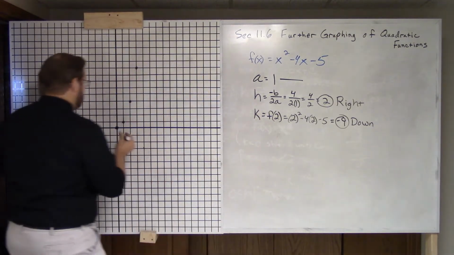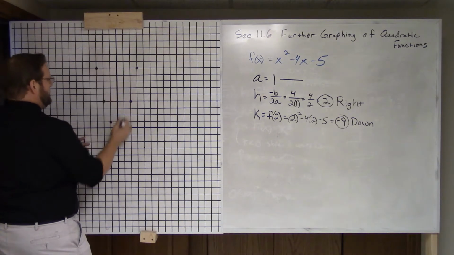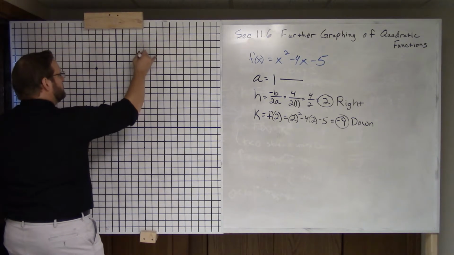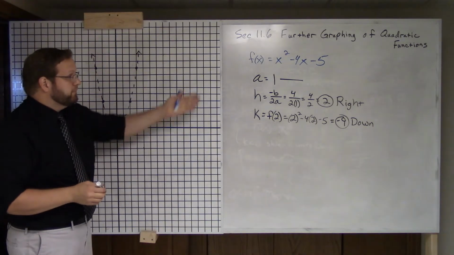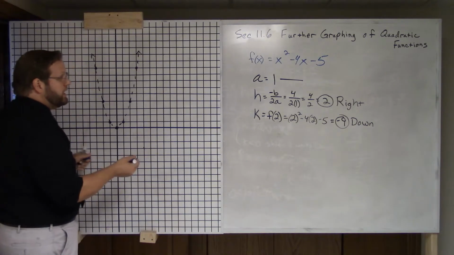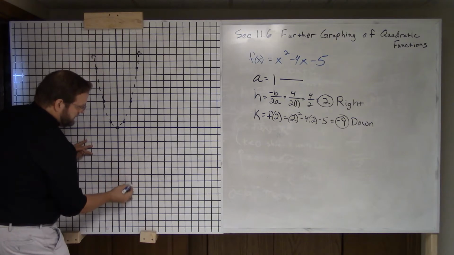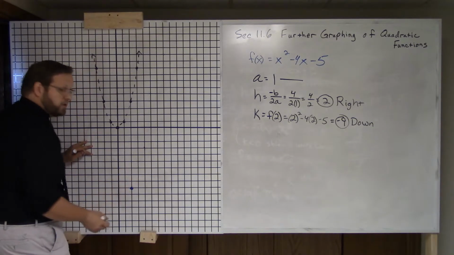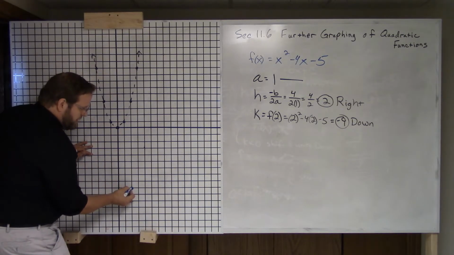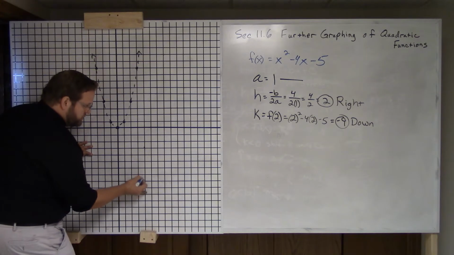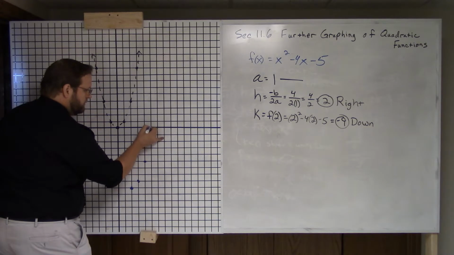Okay, so I'm going to go back here, finish this. Here is my parent function. And then, same as before, a value is nothing, so I'm going to start with that h and k. So I go 2 right and then 9 down. 2, 4, 6, 8, 9. There's my new vertex. The shape of it's not changing because the a is 1. So I have my normal pattern of right 1, up 1, right 2, up 4, right 3, up 9.